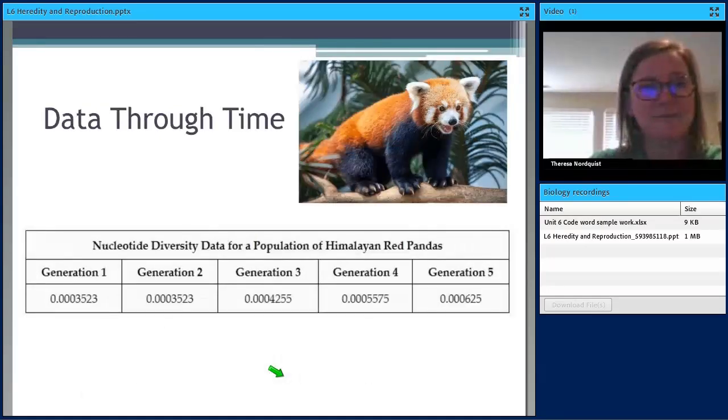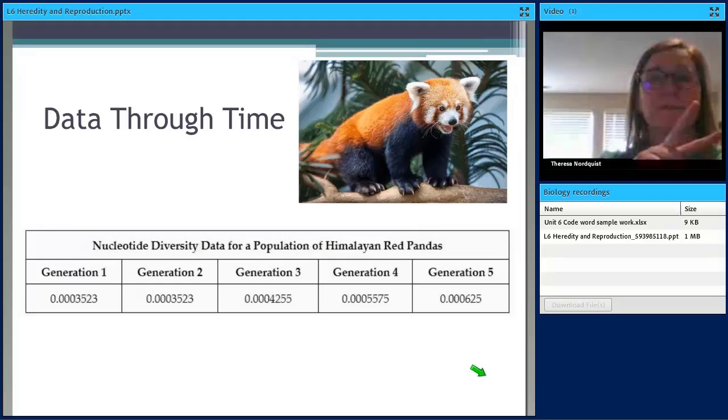It also shows this graph later on in the questions in the practice section, where they looked at the Himalayan pandas through time. So now they're looking at different generations. So this is our independent variable, the time, and then they're measuring genetic diversity and seeing that it's changing. Oh, it's going up. Okay. And because I think they're just so cute, your code word for this video is red panda. Your code word for this video is red panda.